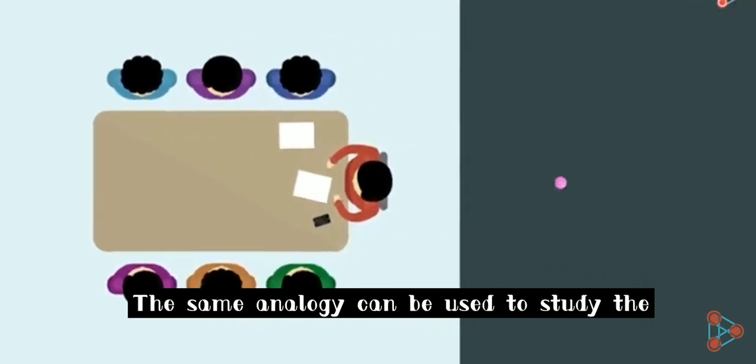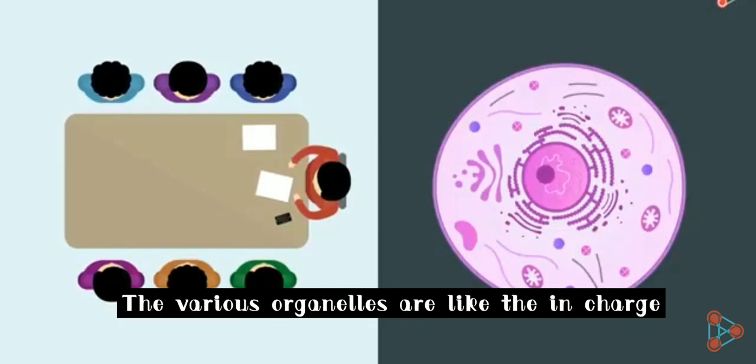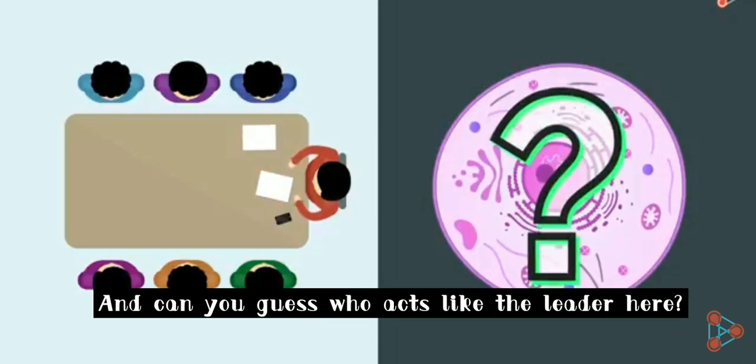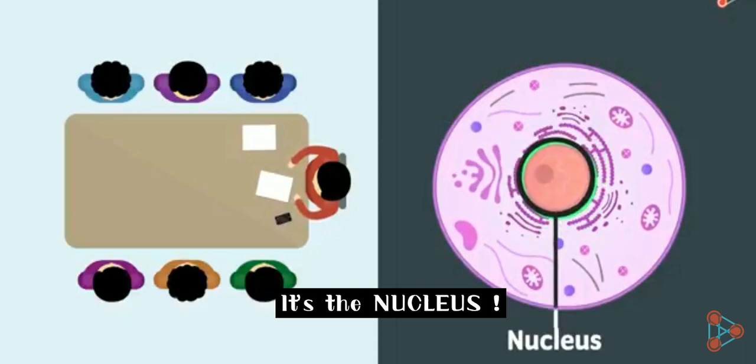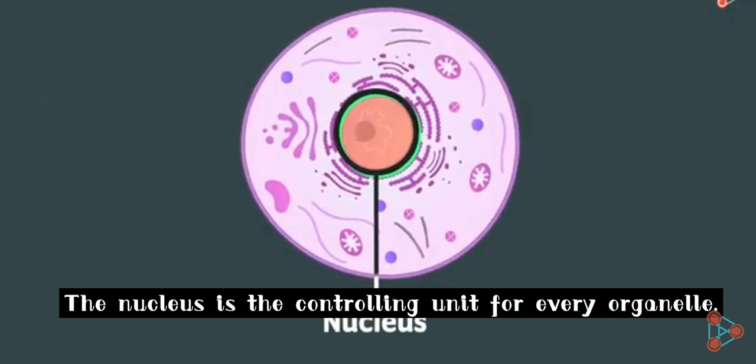The same analogy can be used to study the cellular organelles. The various organelles are like the in charge of specific functions. And can you guess who acts like the leader here? It's the nucleus. You heard me right. The nucleus is the controlling unit for every organelle.